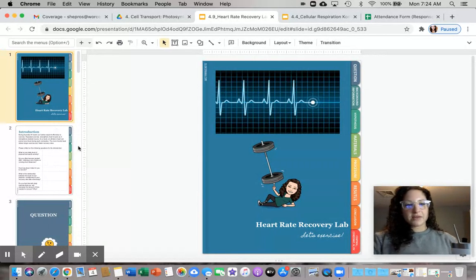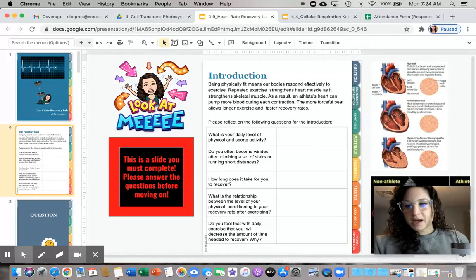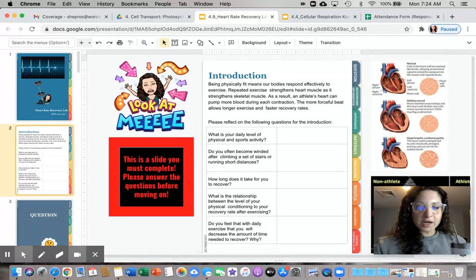Before we even get started with the lab, I am asking you to look through this introduction section right here and just get you thinking about some of the vocab that we have been using for the circulatory system, as well as thinking about exercise and how your heart rate is while you exercise, and what some of the implications are in terms of how fast your heart can recover from exercise.